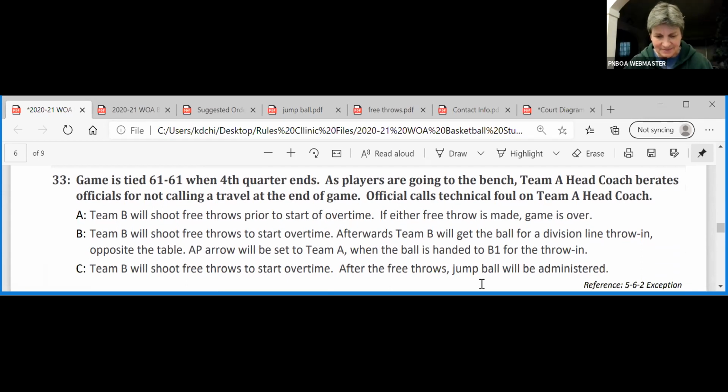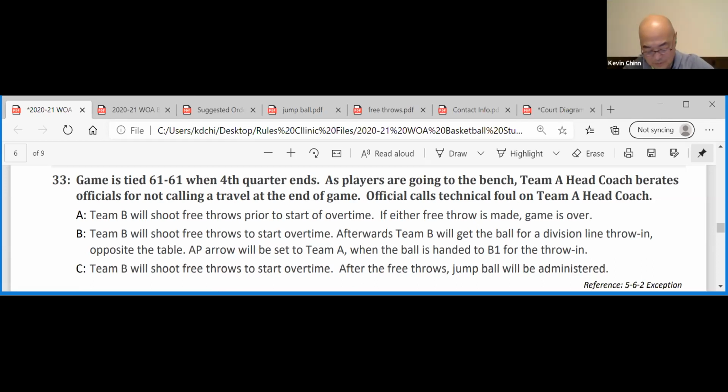Okay. So the game is tied 61-61 when the fourth quarter ends. As players are going to the bench, Team A head coach berates officials for not calling a travel at the end of the game. Official calls a technical foul on Team A head coach. I said B because the reference for that is the exception in 5-6-2. It says, if a technical foul occurs after the ball becomes dead to end a quarter or extra period, the next quarter or extra period is started by administering the free throws. And if the fourth quarter or extra period ends and the score is tied, the free throws will start the extra period.